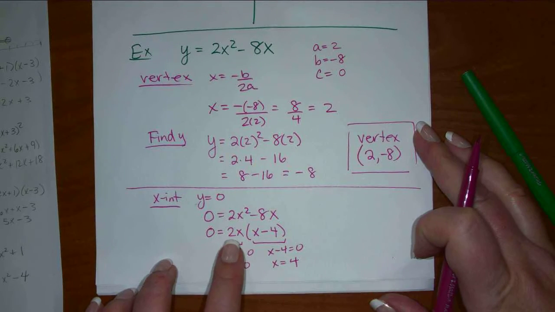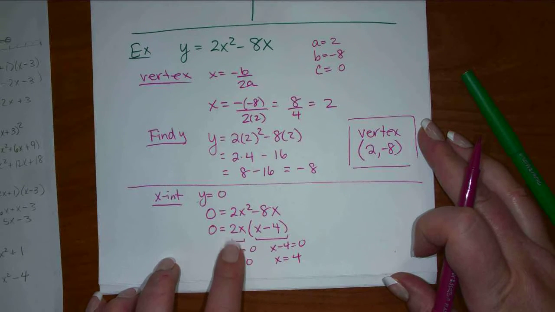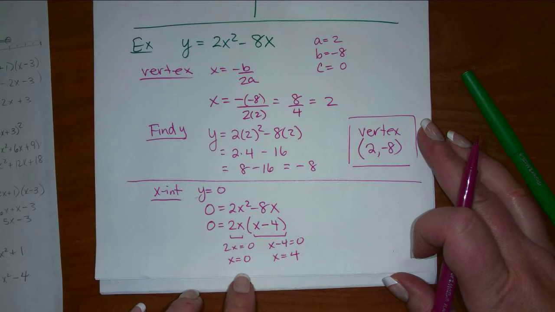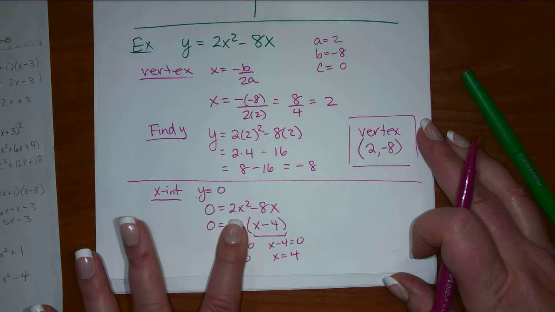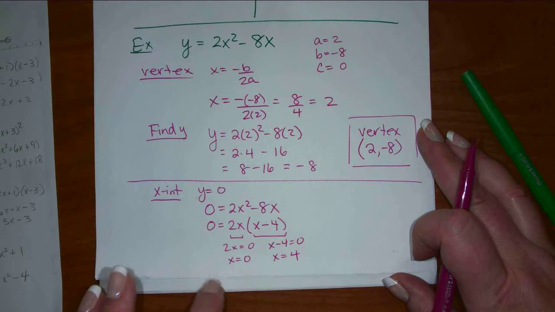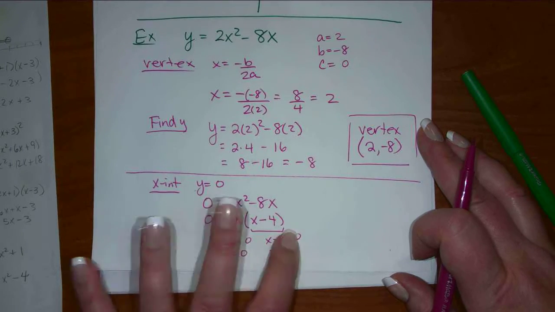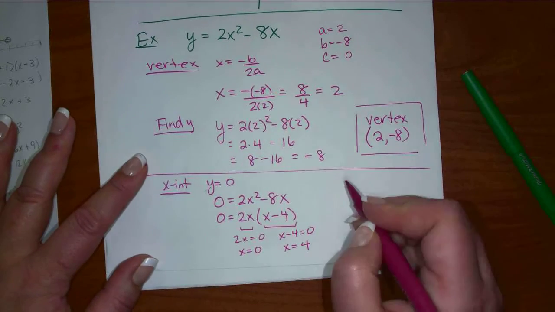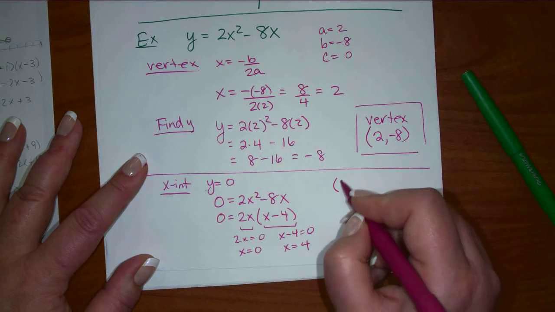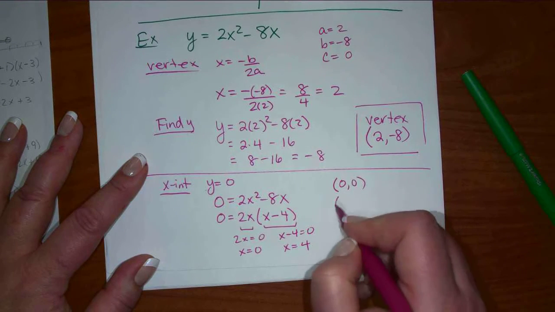When it's a common factor, be careful you don't miss the 0. People do all the time. They just ignore that part because it doesn't look the same. But if x is 0, this whole thing will be 0. So what are our two x-intercepts? Remember, y is 0. So 0, 0, and 4, 0.